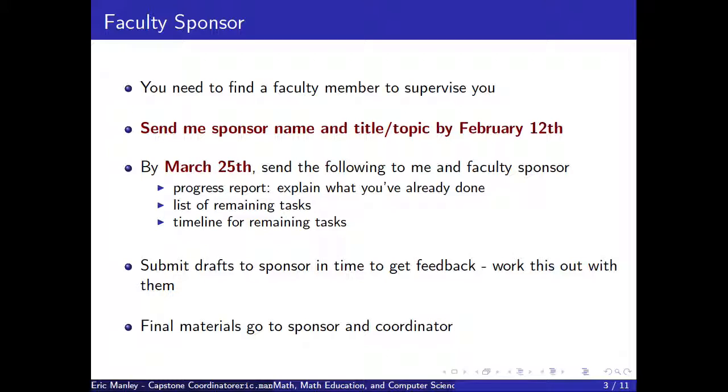All right, and then your sponsor is also a person that should be able to give you feedback, so you want to make sure that you get them a draft of your paper or your poster or both with enough time towards the end of the semester that you can get some feedback on it and make sure it meets their expectations before you finally turn it in.